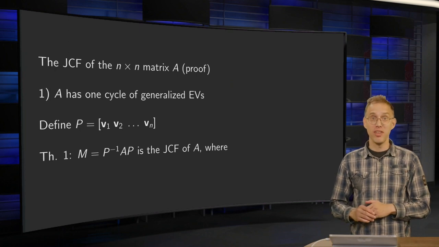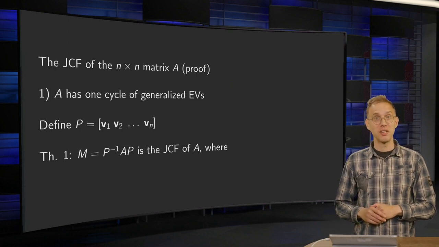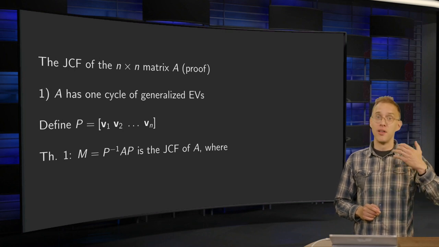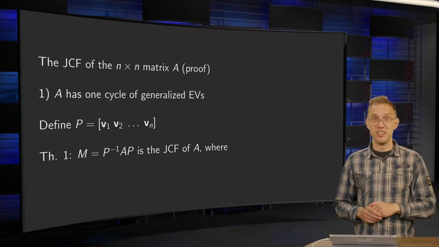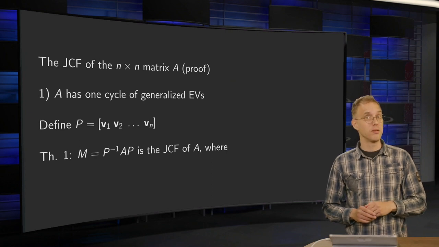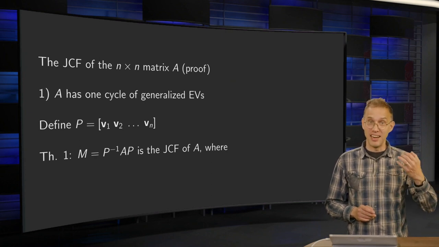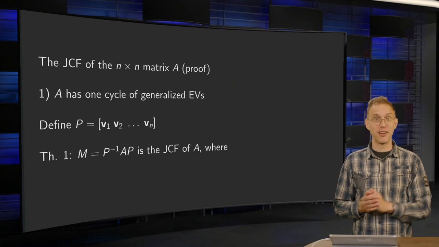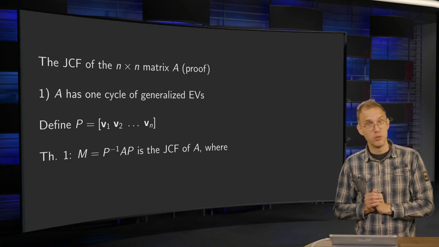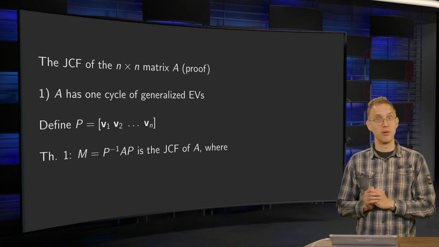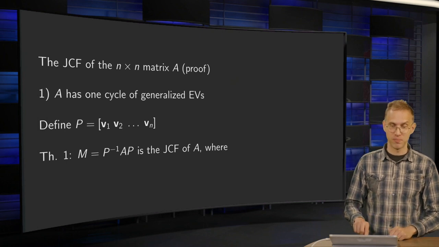We have seen a theorem that tells us how we can find the Jordan canonical form of a matrix. The proof is actually not that hard at all. It's short and pretty elegant. I like easy, short, and elegant proofs, and I hope you do too, because that is what we are going to see in this web lecture.